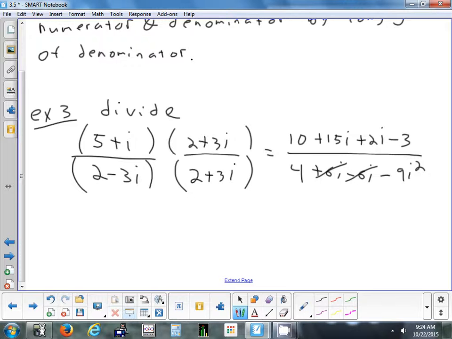All right, so in the top, we're going to get 10 minus 3, 7. 15i plus 2i is 17i. Now, in the bottom, if we've done this right, all the i's should eventually disappear. We got 4. Now, minus 9i squared is really this. That's going to turn into a plus 9. Minus, minus. So we've got a plus 9 and a plus 4. So we can add that up.